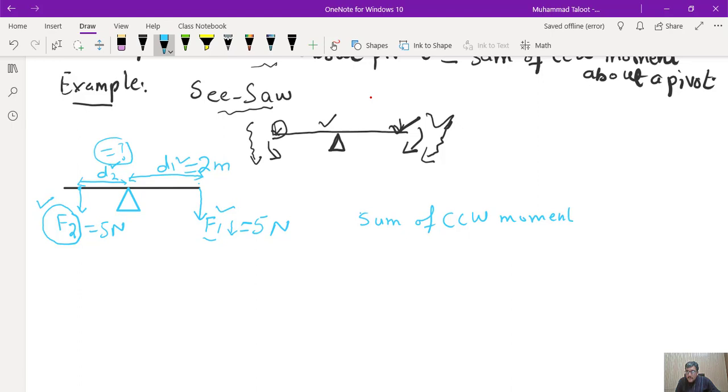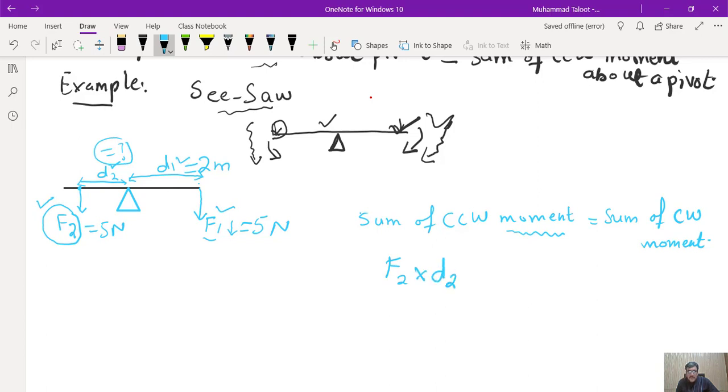is equal to the sum of clockwise moments. And what is the sum of counterclockwise moments here? Same formula you have to apply here for the sum of counterclockwise moments. The formula is the same, that is for the moment of a force: F2 multiplied by D2. Why is it so?